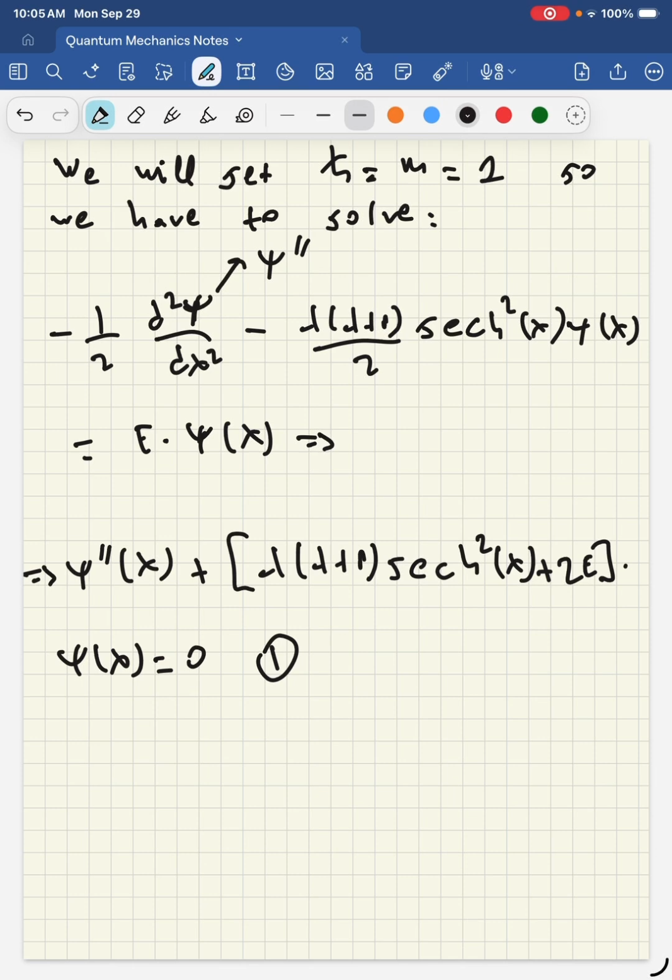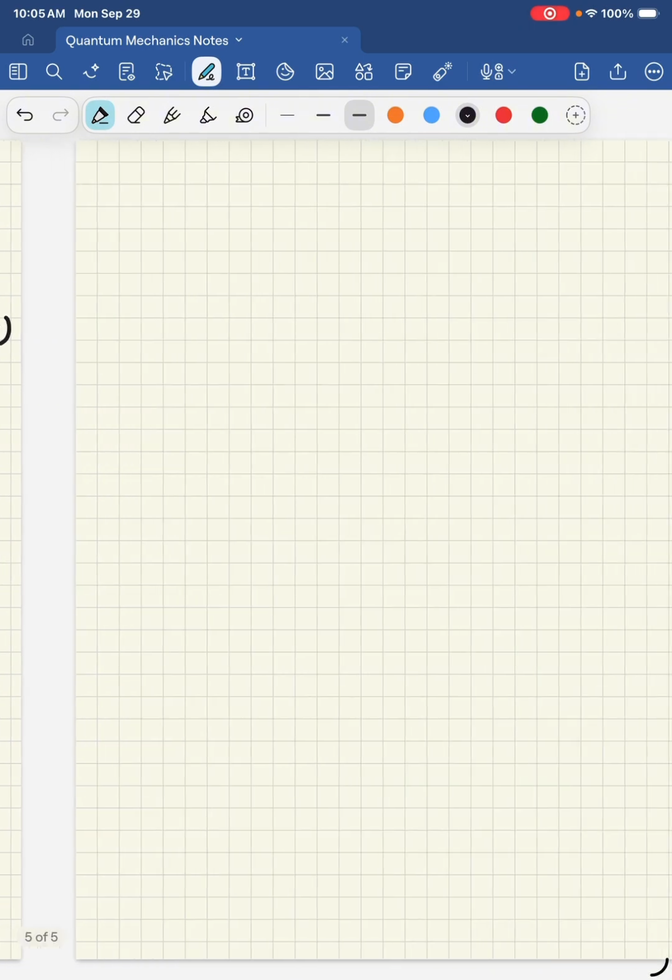Now, how do we go about solving this? We will make the substitution u equals tanh x. So we will set the hyperbolic tangent of x equal to u. This is our equation 2. And let's work on a bit of math now.